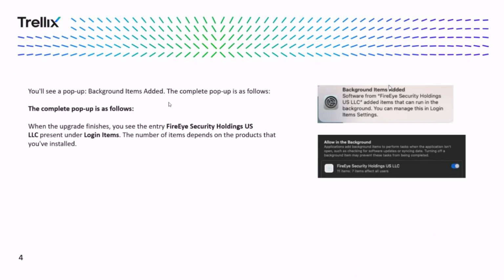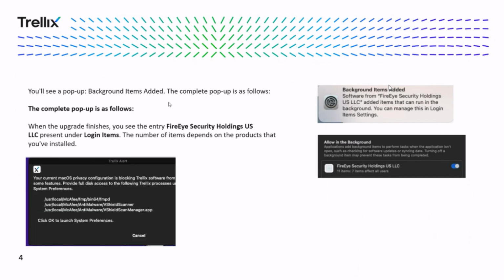Now you're going to start to see a Trellix related pop-up. Post the installation, once the products are installed successfully, you will get a Trellix alert on your top right corner of the screen where you'll have to allow these three processes within your environment so that they have full disk access.